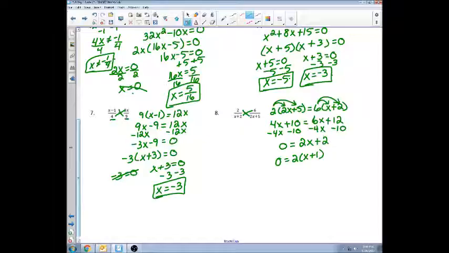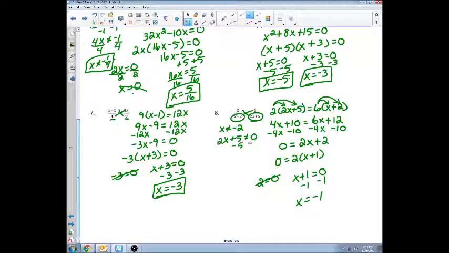I'm fully factored, so 2 would equal 0. That's not true. X plus 1 will equal 0. Subtract 1 from both sides. X is negative 1. Need to check my restrictions. From x plus 2, I would have x cannot equal negative 2. From 2x plus 5, let's go ahead and work through that one.